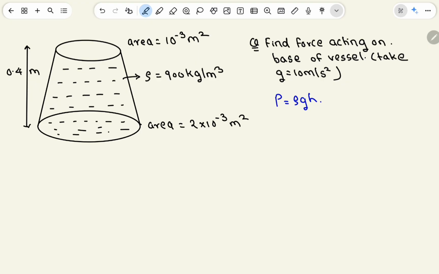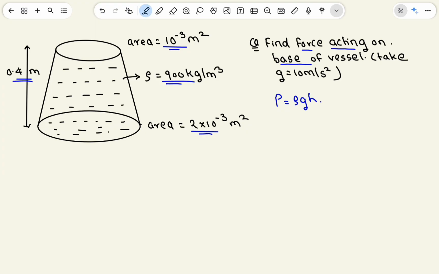Let's solve a question. So in this question, they have given a tapering vessel where the area at the top is 10 to the power minus 3 meter square. The area at the bottom is 2 into 10 to the power minus 3 meter square. The density of the liquid is given as 900 kg per meter cube, and the height of the vessel is 0.4 meter, which is completely filled with the liquid. What we have to find out is the force acting on the base of the vessel, and we have to consider g as 10.